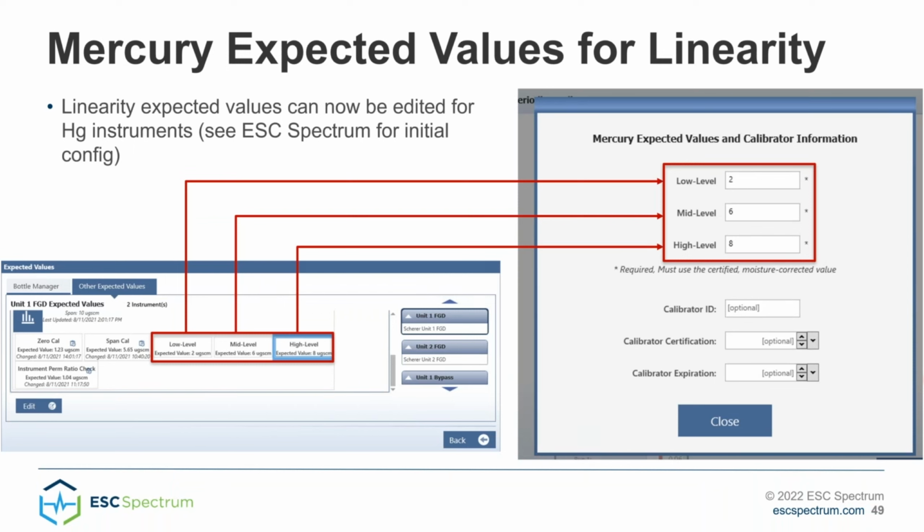Add the ability to enter mercury expected values for a mercury linearity. So if your system is configured with the other expected values, you can see the low, mid, and high level expected values over here. If you click and enter those in Prism as expected values, when you go to run your linearity test, those will already be pre-populated with what you put in your expected values there. So I would suggest doing that. That way you don't have to keep up with the expected values as much.